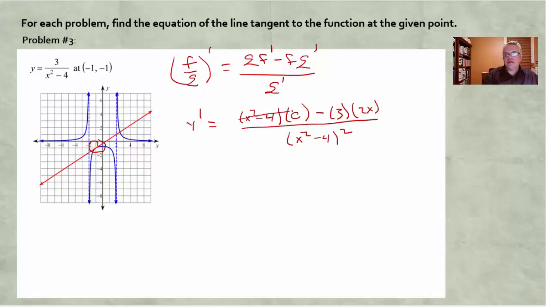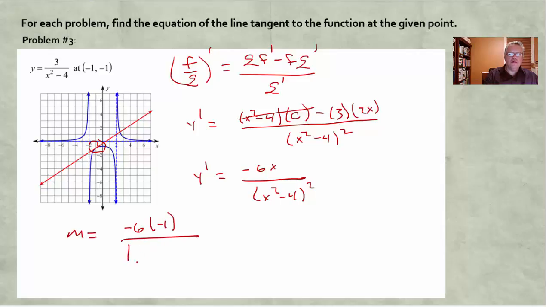Okay, 0 times that makes that all go away. That's going to be 0. So you get y prime is minus 3 times 2x, which is minus 6x, over x squared minus 4 quantity squared. Okay, we have to evaluate that at negative 1. So m equals negative 6 times negative 1 over quantity negative 1 squared minus 4 all squared. So that'd be 6. That would be 1 minus 4 is negative 3 squared is 9. That simplifies to 2/3.